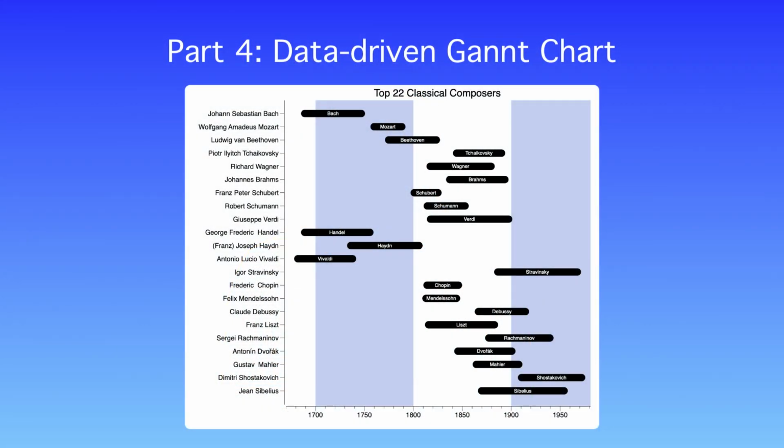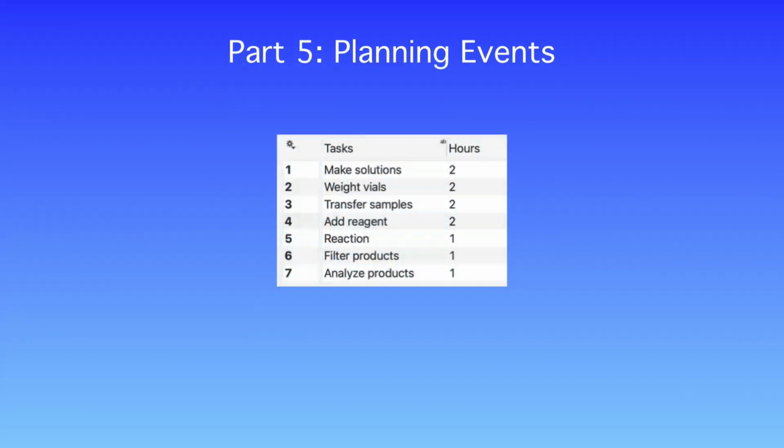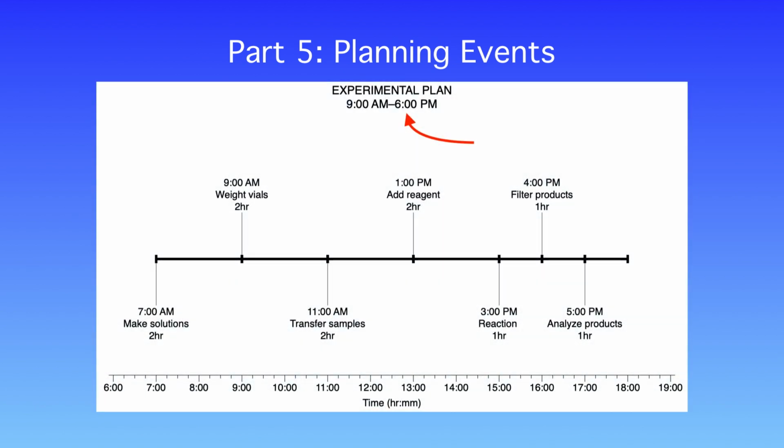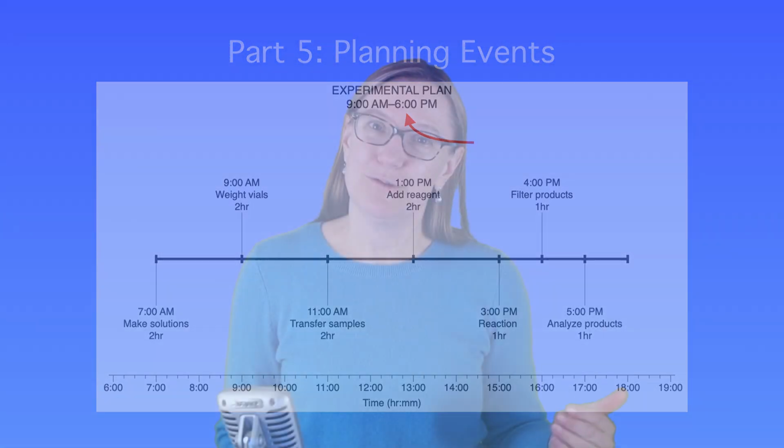And in the fourth part, we're looking at ranges of dates. This is showing you a timeline of classical musical composers throughout history. And the last part of the video is going to show you how you can use DataGraph to plan out events. Specifically, in this example, we're going to look at a day where you're running an experiment and you know different tasks and the amount of time that they take, and you can use DataGraph to see when you should start your experiment depending on what time you want to go home that day.